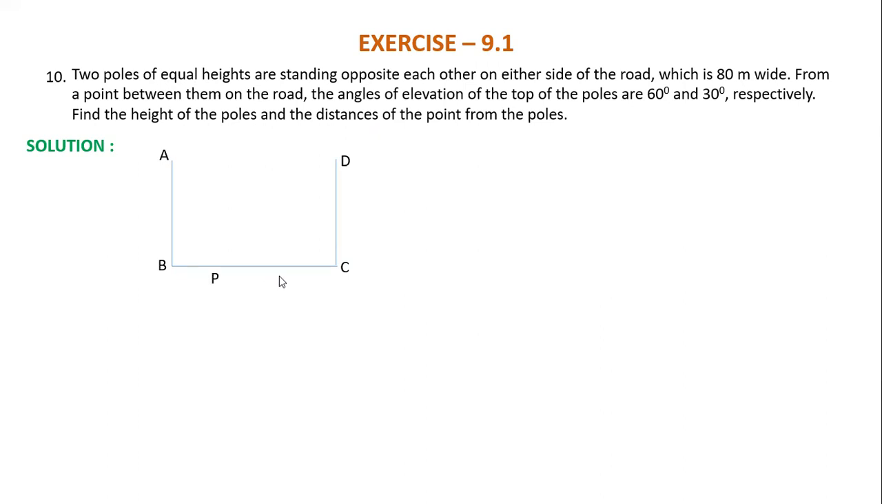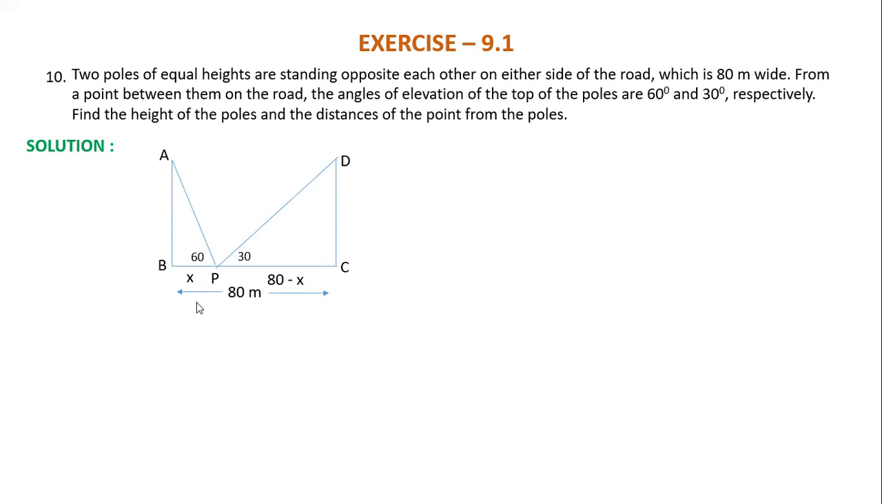Let this be a point P from where you are looking at the top of the poles. From here, looking at the top of this pole A, the angle made is 60 degrees. From here, if you look at the top of this pole CD, you get the angle as 30 degrees. The whole road is 80 meters long. So if you take x here, this side it should be 80 minus x.